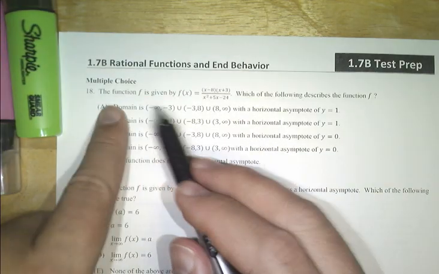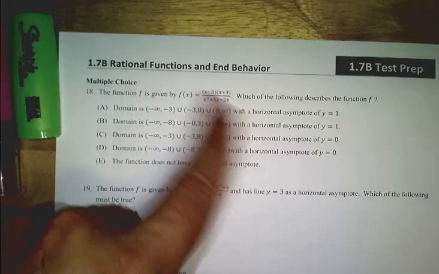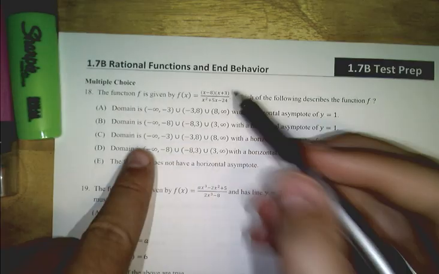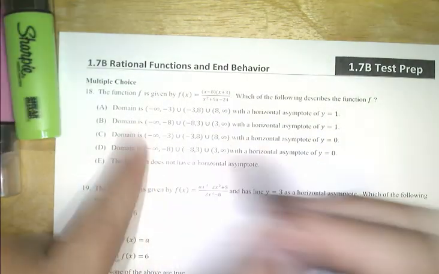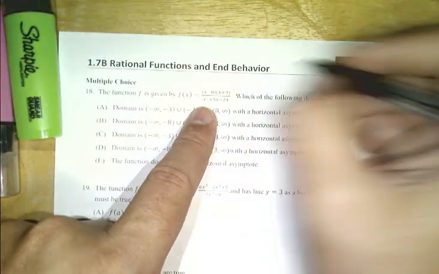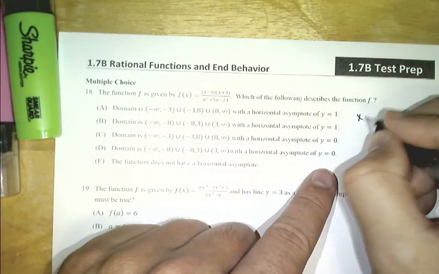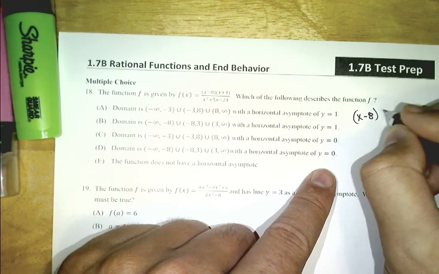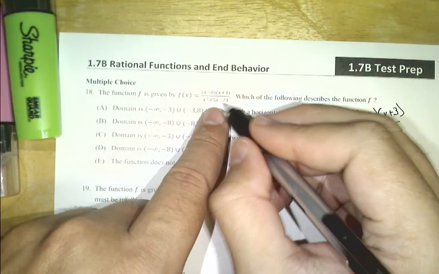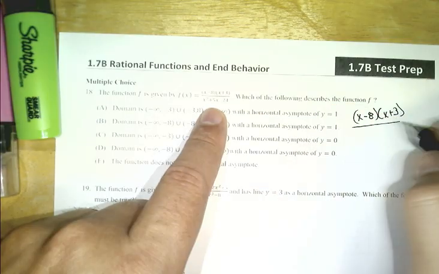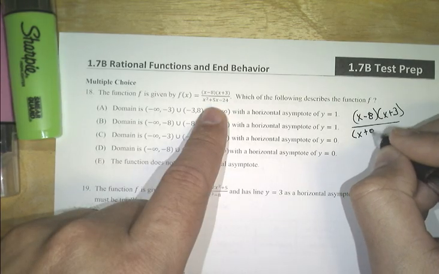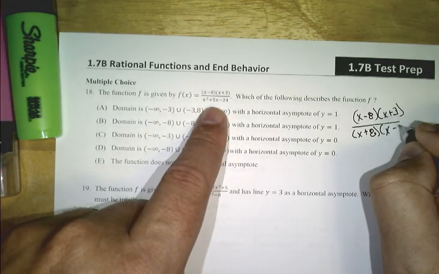So let's start here. Number 18. The function f is given by this big function here. Which of the following describes the function f? So looking here, it says this is all domain. So let's go ahead and factor the denominator here. So we'll get x minus 8 times x plus 3 all over. What two numbers multiply to be negative 24 but add up to be 5? That's going to be x plus 8 times x minus 3.